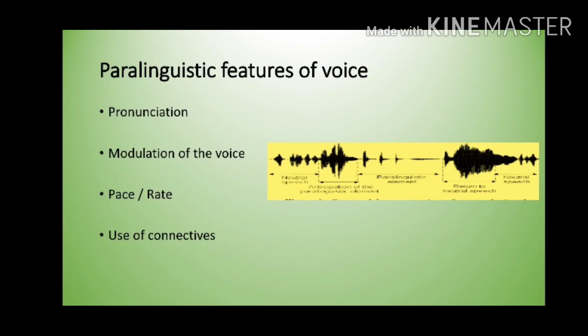The second point, which is modulation of voice, will include that the voice should be vibrant and well modulated. Nasalization of voice should be avoided. Pauses should be at the right places to make it more emphatic. The third point is pace or rate, which directs towards the words spoken per minute. Rate is the number of words which you speak per minute.